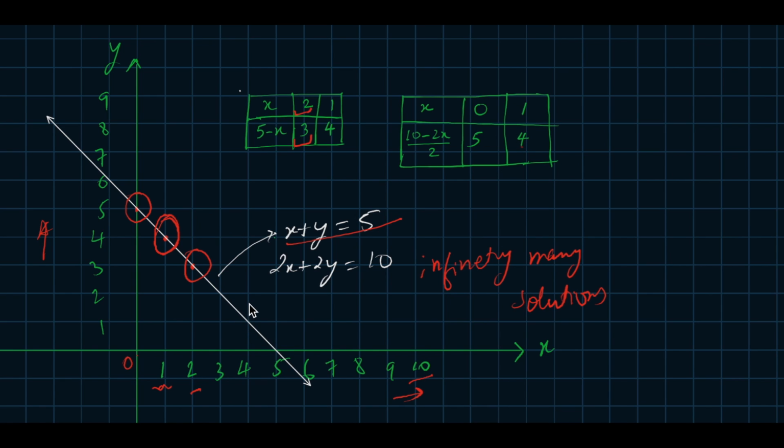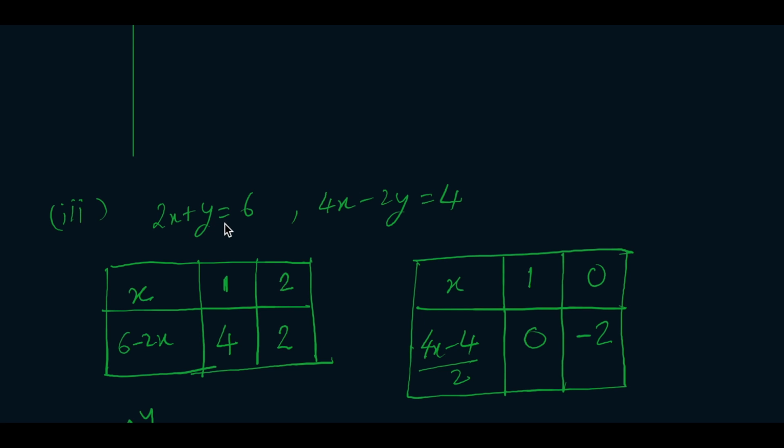Now let us look at our third question. Our equations here are 2x plus y equals 6 and 4x minus 2y equals 4. So for the first equation, we will take x and the value of y will be 6 minus 2x. So for x equals 1, the value will be 6 minus 2 multiplied by 1, which is 6 minus 2, which is 4. So y value is 4. Now if x equals 2, y value will be 6 minus 2 multiplied by 2, which is 6 minus 4, giving us 2. So the points are 1, 4 and 2, 2.